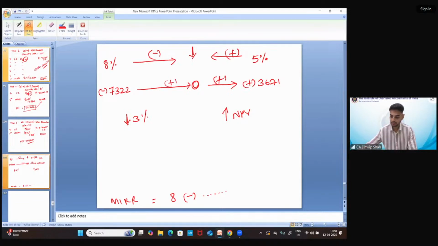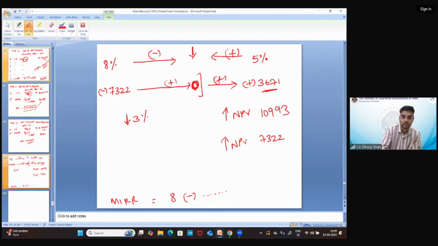Are you getting this? So 7322 plus 3671 is 10993. By reducing the rate by 3%, the NPV increased by 10993. But I just want my NPV to increase by 7322 only. I only have to reach 0, not go all the way up to here.